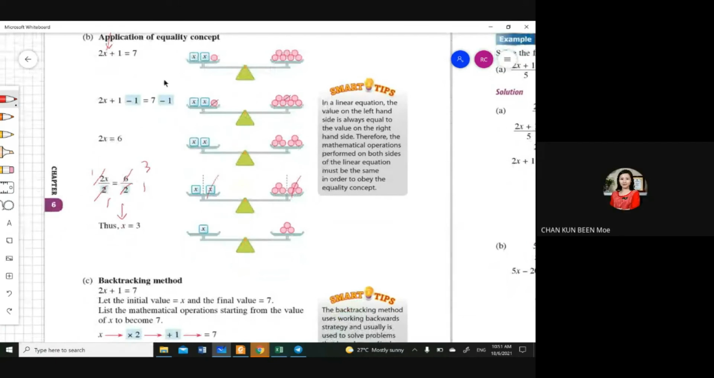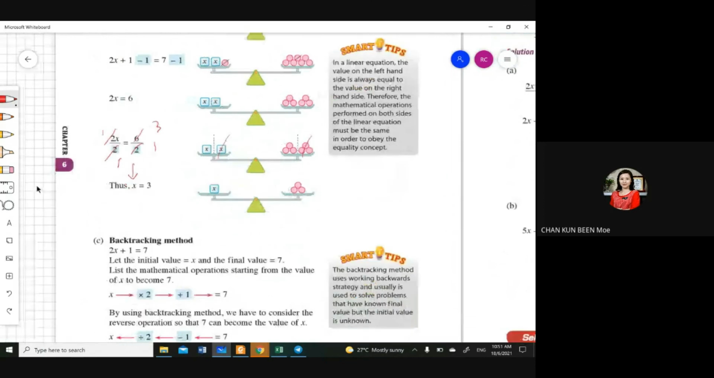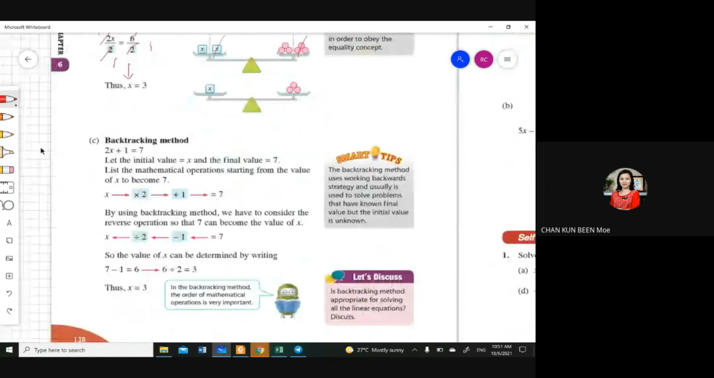Do you understand this one? Yes, roughly, don't worry, roughly. Later on, I'm going to teach you further about it. Okay, we go through the backtracking method. Backtracking means that you go backward.